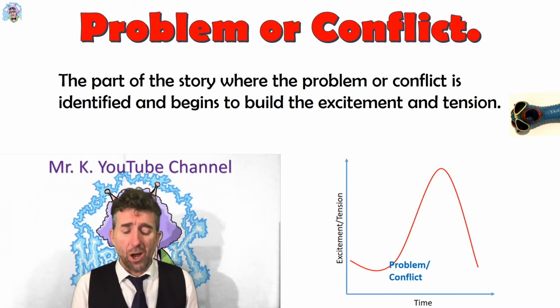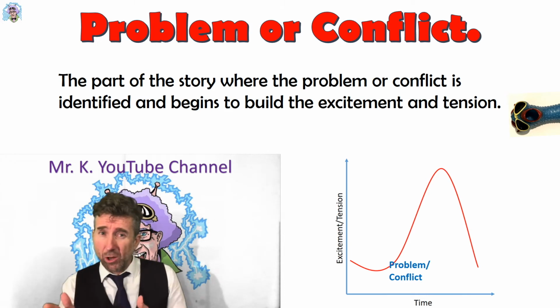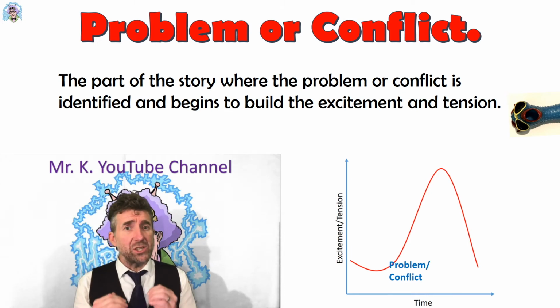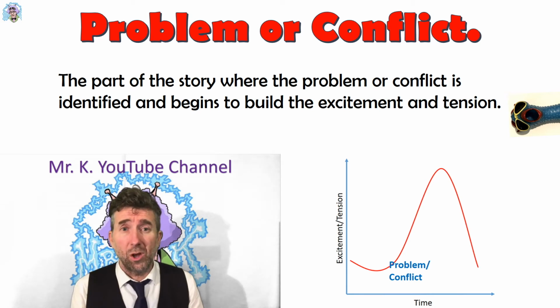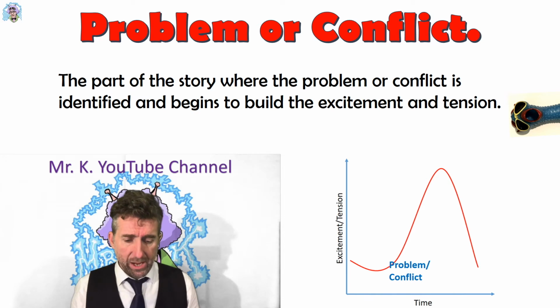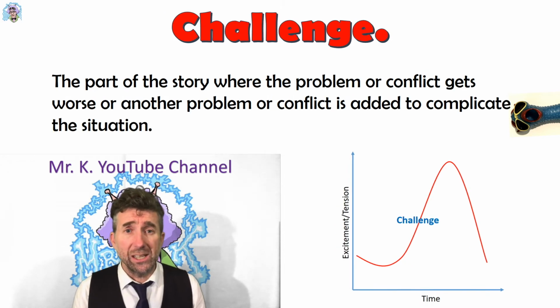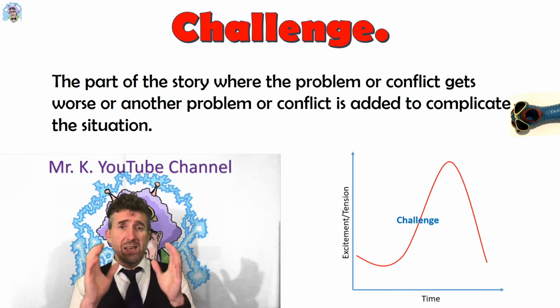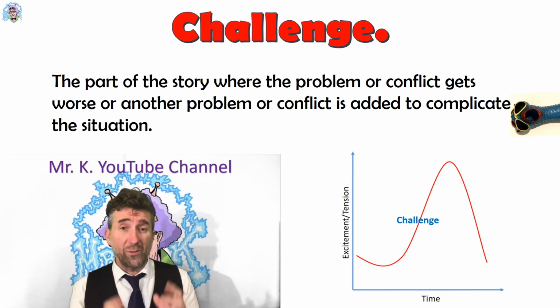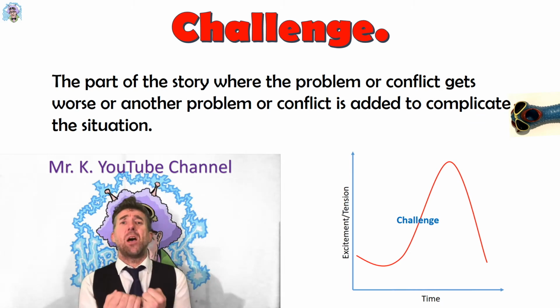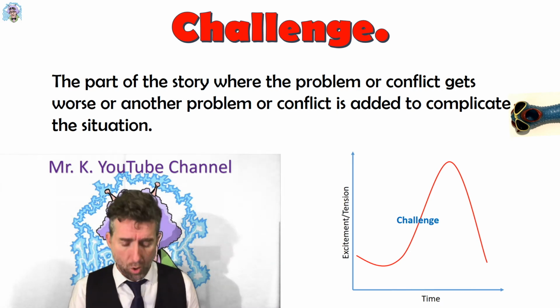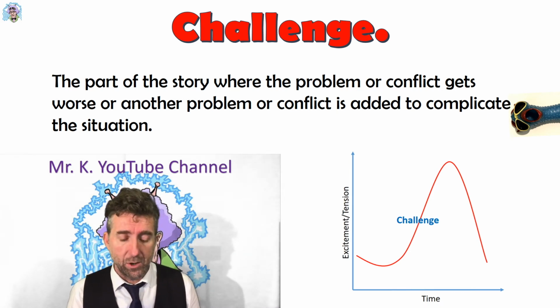Now, the problem or conflict. Now, this is a little bit further along in the story, and this is where the tension in the story starts to build. It's where the problem or the conflict is identified in your story. Then we've got the challenge. Now, the challenge is possibly where the problem or conflict gets even worse than what it was. So the tension and the excitement is building even more, and we're further along in this story.